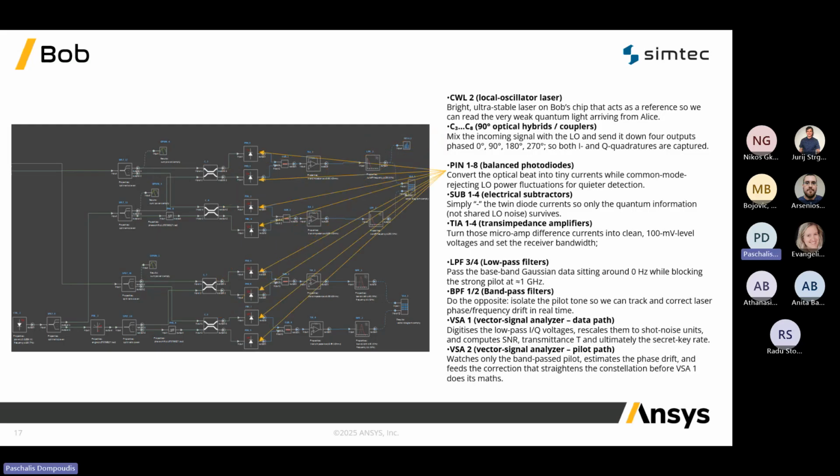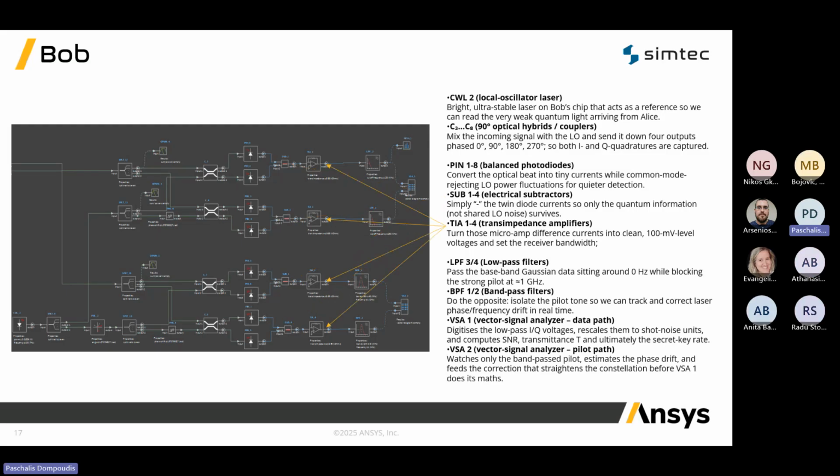Then we have balanced photodiodes. Each optical pair hits a balanced photodiode that converts the optical signal to an electrical one. By subtracting the two diode currents, we keep the quantum information and cancel a big chunk of the local oscillator's noise. Then we have transimpedance amplifiers that boost those tiny difference currents into RF voltages.